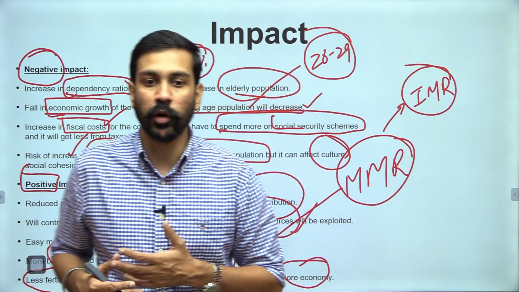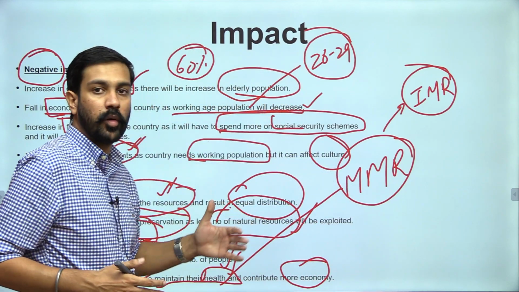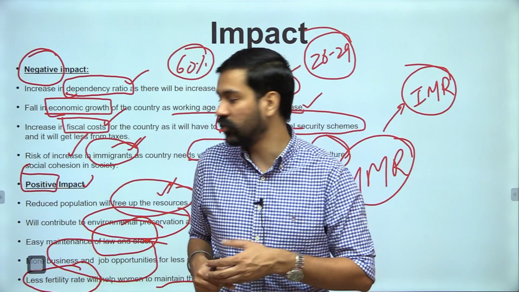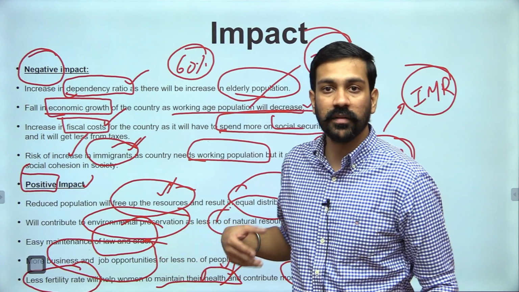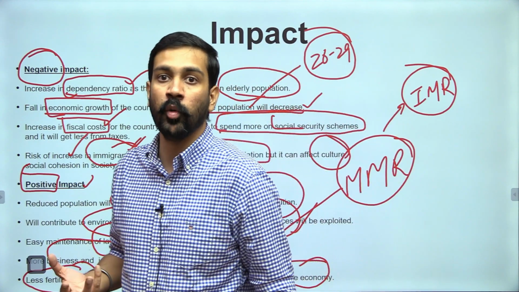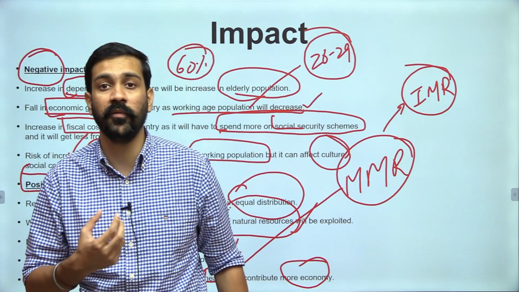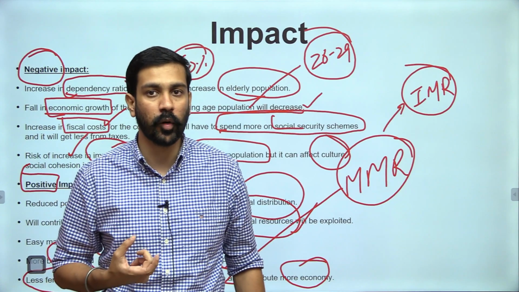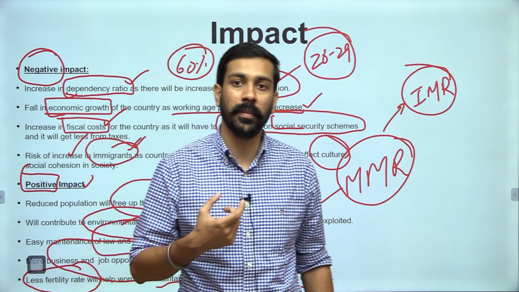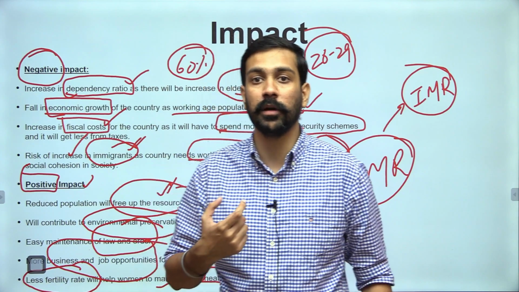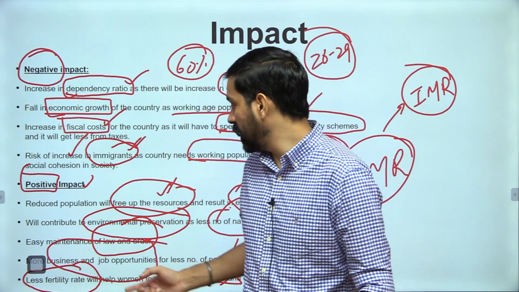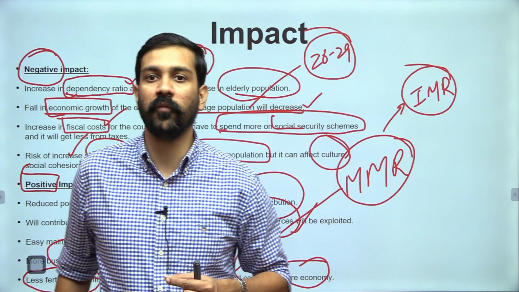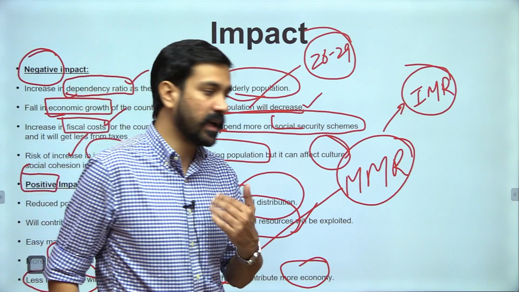Okay, and what are the positive impacts? First of all, because fewer people will be there, there will be fewer scarce resources and more equal distribution. Next, environmental preservation will be greater, because with fewer needs we will be less willing to exploit natural resources. And easy maintenance of law and order. Women will maintain not only their health but will be able to productively contribute to the economy, and there will be more business and job opportunities for fewer people. Okay, these are the positive and negative impacts.